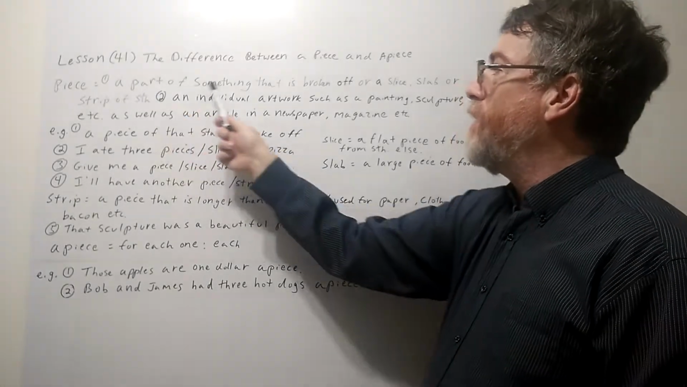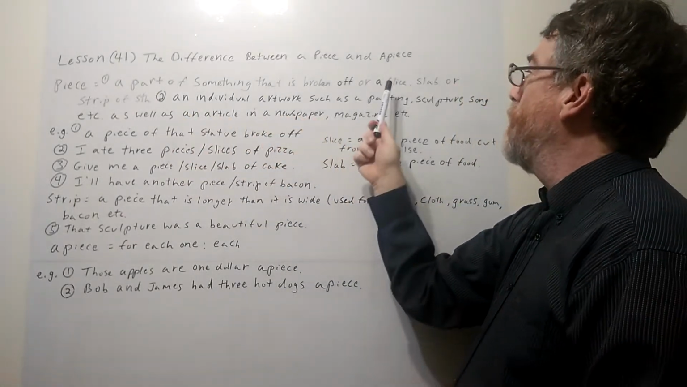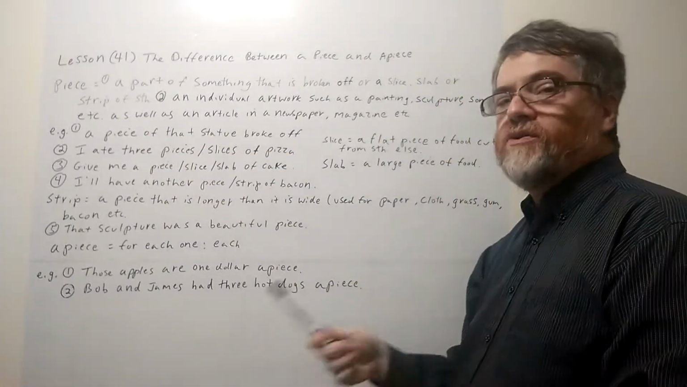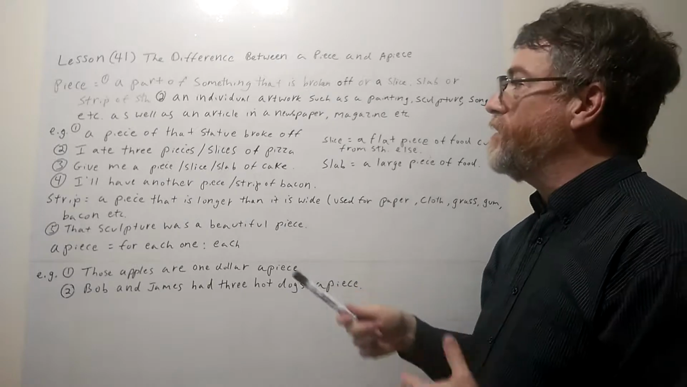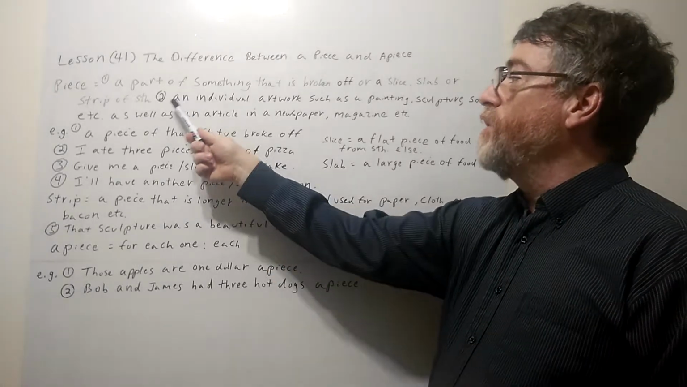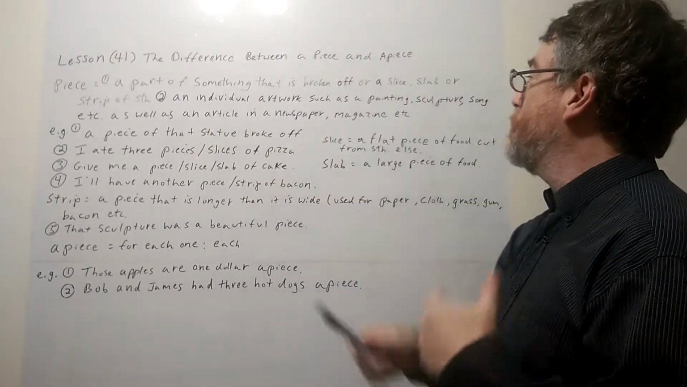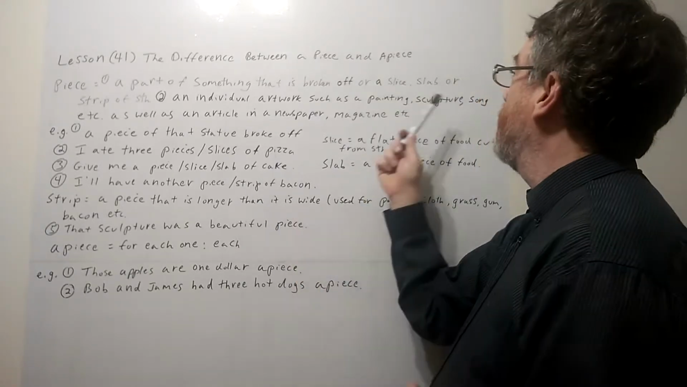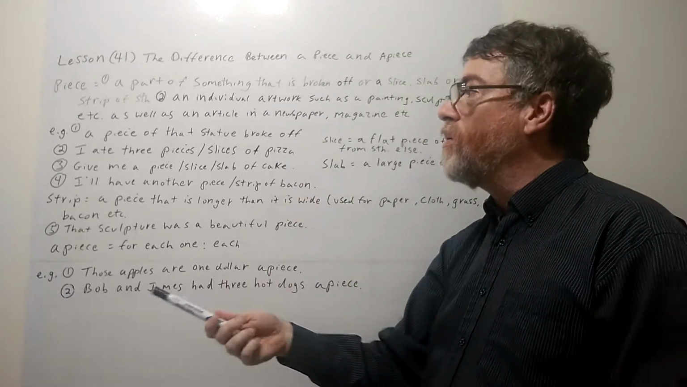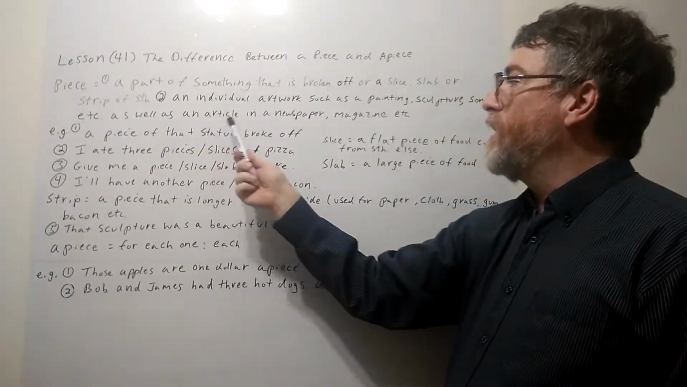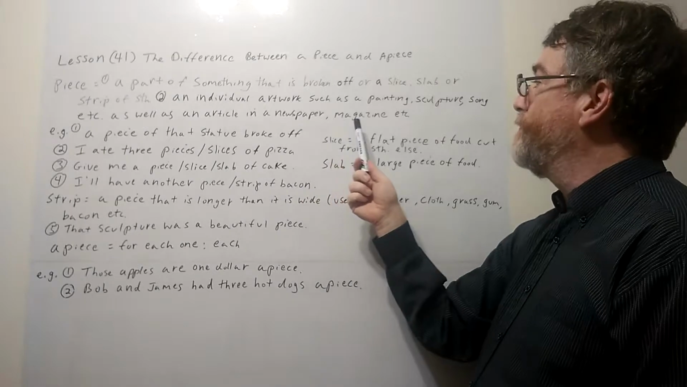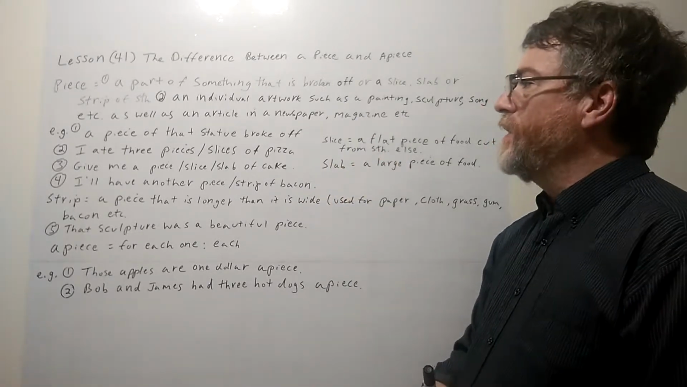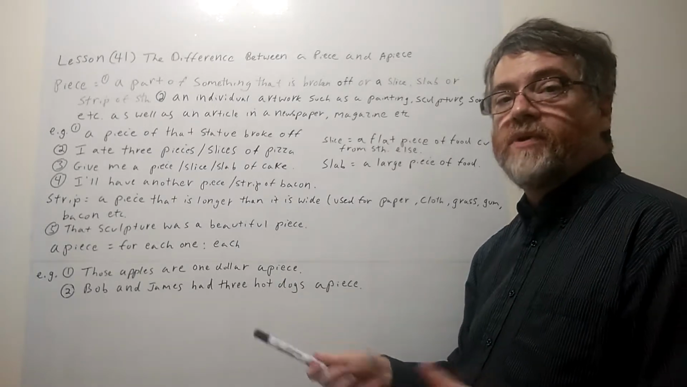Let's look at number one: a part of something that is broken off, or a slice, slab, or strip of something. So those are three different types of pieces. I'll explain those as we go along. We also use it for an individual artwork, such as a painting, a sculpture, song, poem, etc., as well as an article in a newspaper, magazine, etc. So we use "piece" for a lot of things. Okay, so let's look at some of our examples.